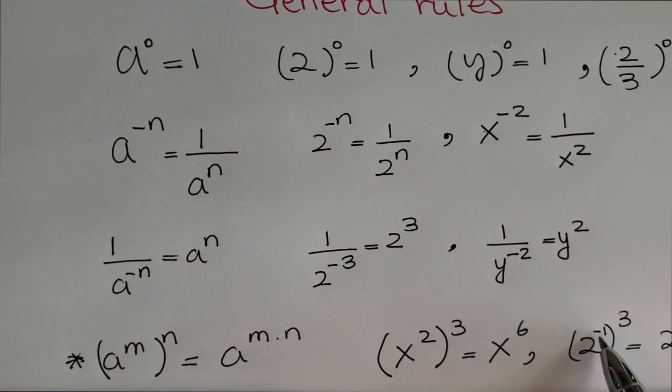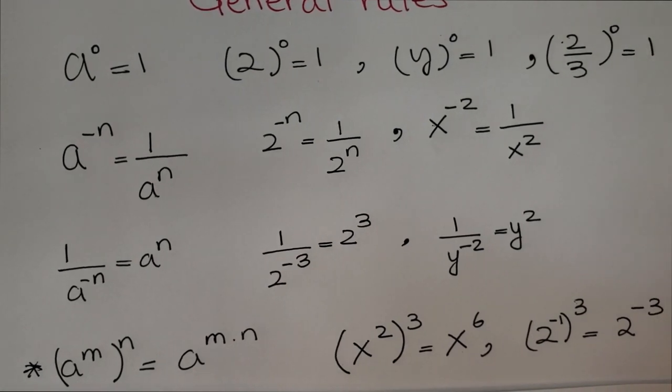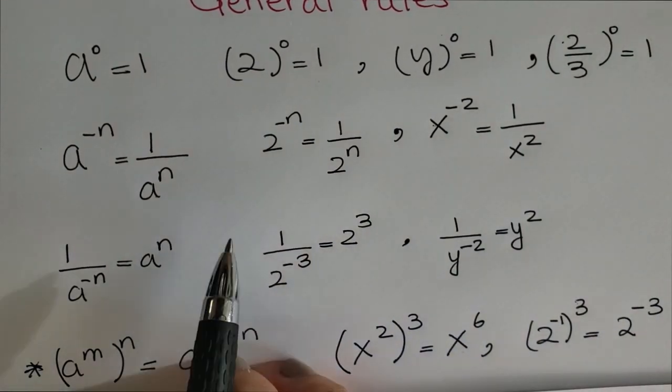Another one, 2 to the power negative 1. And as I just mentioned, the exponent could be any real number. So it's negative 1, and then it's raised to the power 3 again. So the final answer would be 2 to the power negative 3.